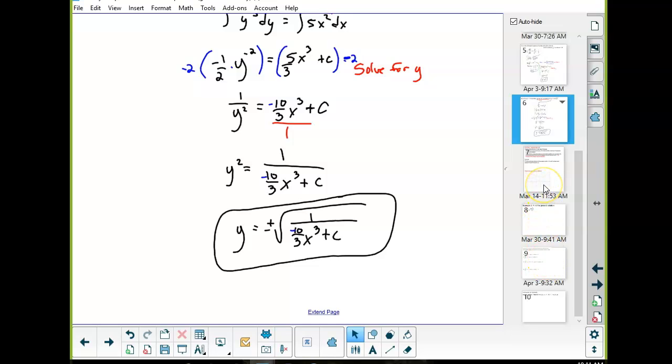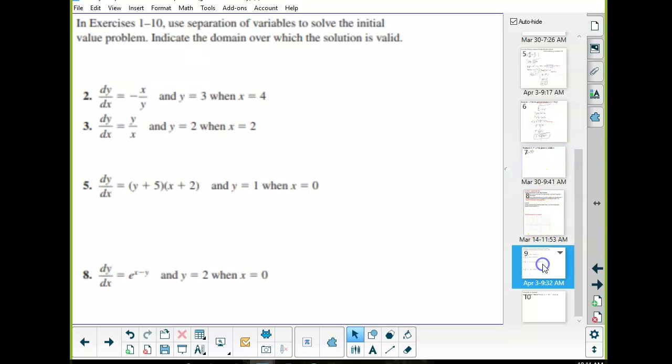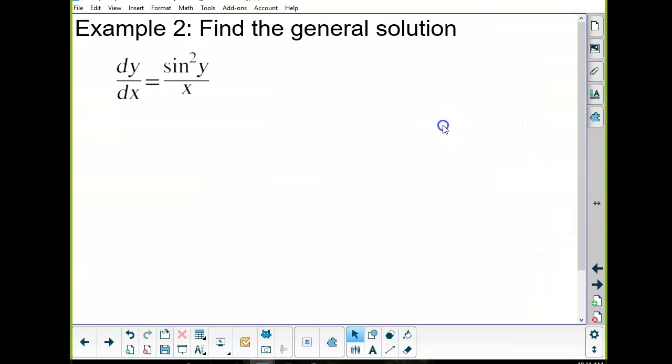I don't think we'll get through all of these. I keep saving that one for later. Which one's better? Let's do this one. Differential equations can exist when you have trig functions as well. Any function can be used for separable differential equations. And we'll do this one together because there's potentially a little trick here.